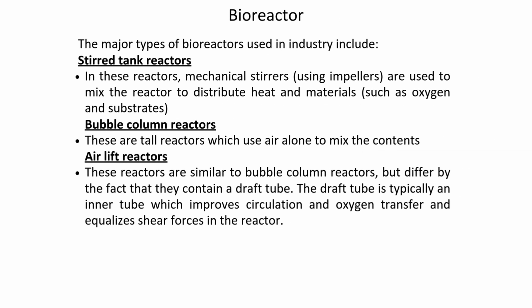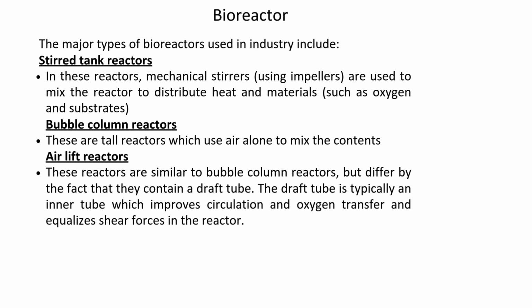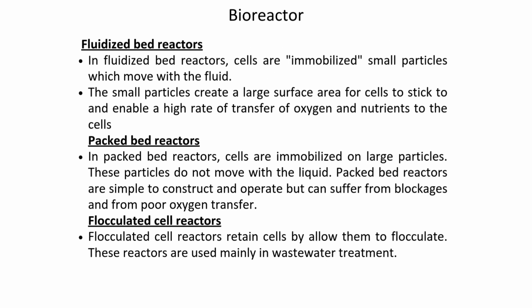Major types of bioreactors. Stirred tank reactors use mechanical impellers for mixing. Bubble column reactors are tall and use air alone for mixing. Airlift reactors are similar to bubble columns but contain an inner draft tube to improve circulation and oxygen transfer. Other types: fluidized bed reactors. Cells are immobilized on small particles that move with the fluid, creating a large surface area. Packed bed reactors. Cells are immobilized on large stationary particles, but these can suffer from blockages. Flocculated cell reactors retain cells by allowing them to clump together, mainly used in wastewater treatment.